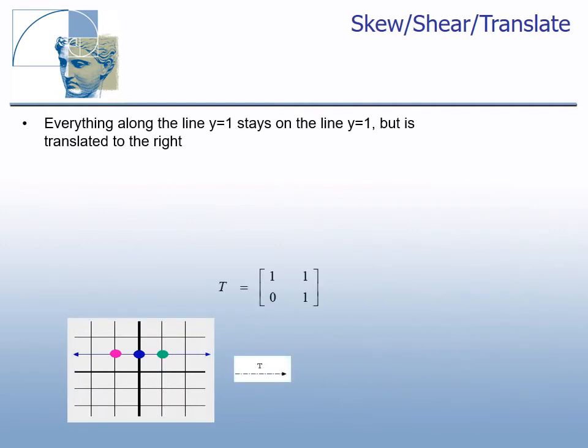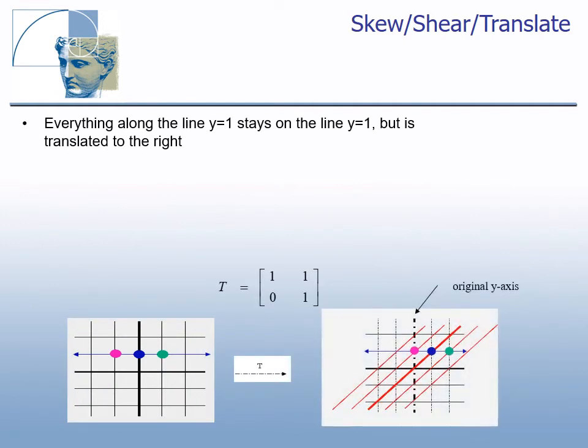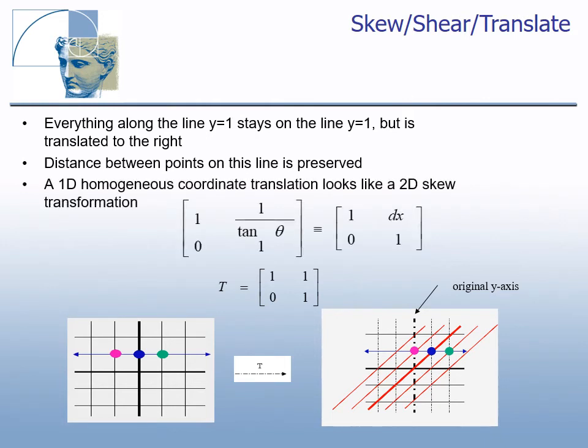The picture below shows how the skew operation influences the points. See that the points are translated parallel to the x-axis. Everything along the line y equals 1 stays on the line y equals 1, but is translated to the right. Distance between points on this line is preserved. A 1D homogeneous coordinate translation looks like a 2D skew transformation.